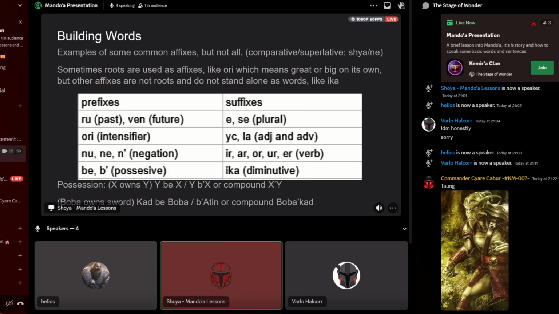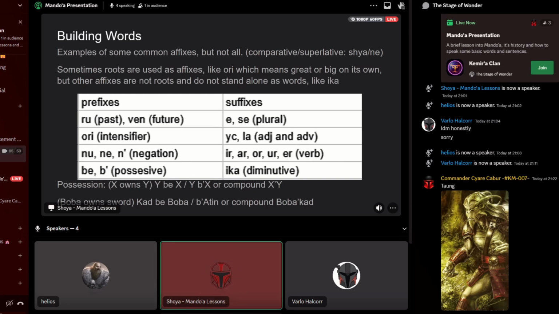And that is the easiest way of doing, or rather, the most clear way of doing compounds. You have y, be, x, where x owns y, as I did a little equation there. And then the other way of doing possessives is by making a compound. By saying boba kad as one word, boba kad, then it means the Boba sword, or literally Boba's sword.